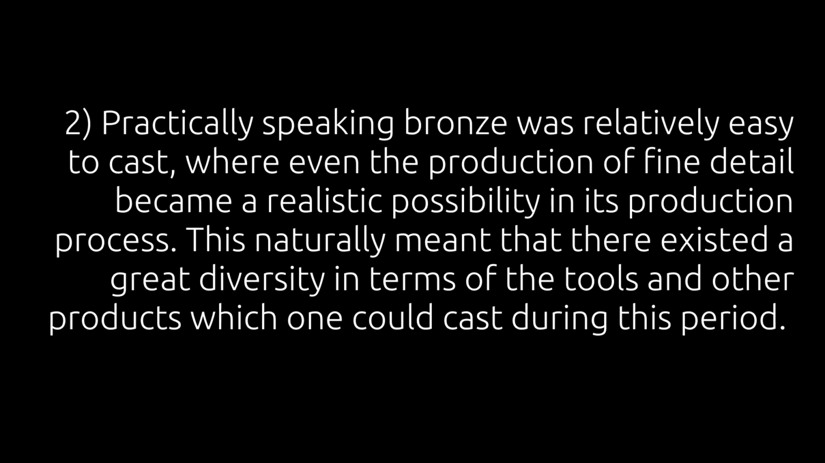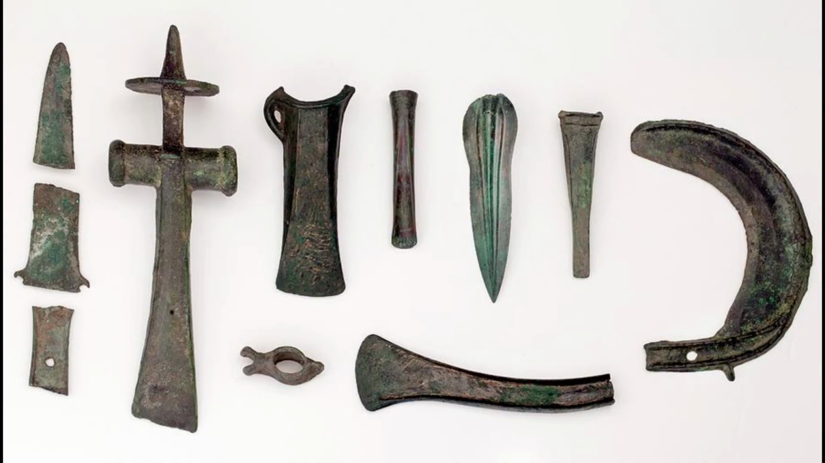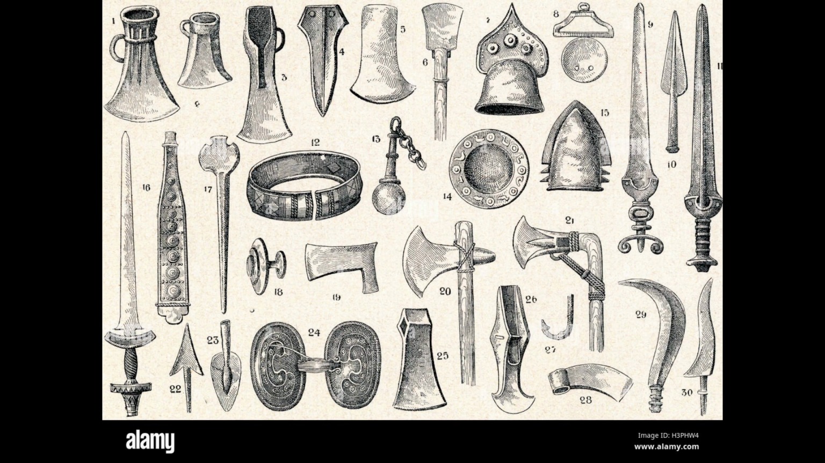Number 2, practically speaking, bronze was relatively easy to cast, where even the production of fine detail became a realistic possibility in its production process. This naturally meant that there existed a great diversity in terms of the tools and other products which one could cast during this period. As an illustration of this, let's have a look at some pictures to see some diversity of the tools being used in the Bronze Age. They're quite magnificent.